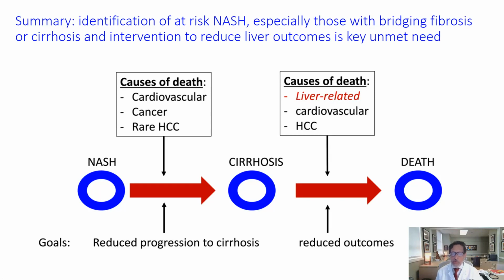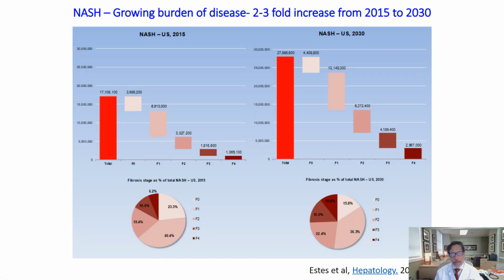So here we have shown the big picture paradigm of what it is we're trying to accomplish. So we want to capture people with NASH who are particularly at risk of developing cirrhosis and prevent that, and to take people with cirrhosis and to prevent outcomes in those patients.